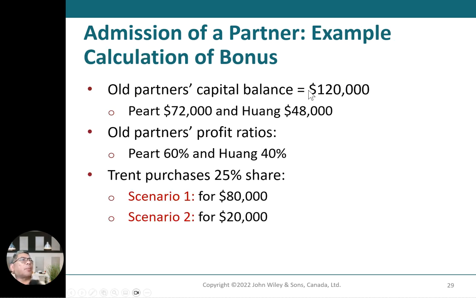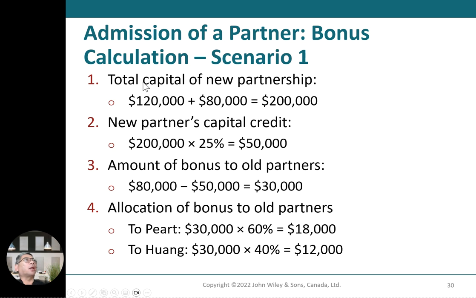Example: at admission, the capital balances are 72,000 for one partner and 48,000 for Huang, so the total is 120,000. The partners share profits and losses 60-40. So this is the key part, the scenario given to you. One partner has 60%, Huang has 40%. Trent purchases 25% of the shares. Scenario 1 is 80,000. Scenario 2 is 20,000. So how are you going to handle this? Scenario 1: the capital of the new partnership will be 120,000 plus 80,000, which gives you 200,000.